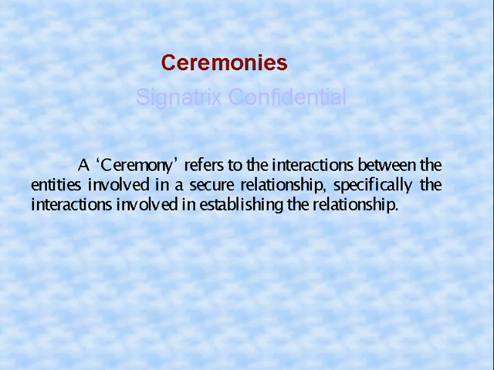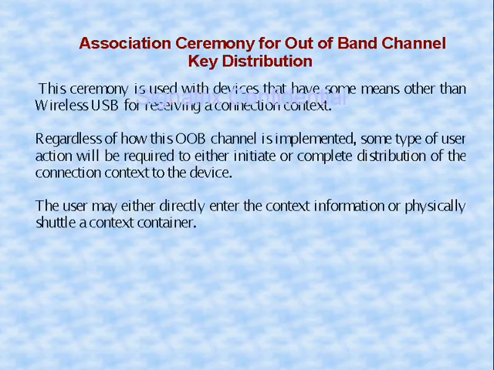Interactions between the entities involved in a secure relationship. Specifically, the interactions involved in establishing the relationship. First, the association ceremony for OOB channel key distribution. This ceremony is used with devices that have some means other than wireless USB for receiving a connection context.